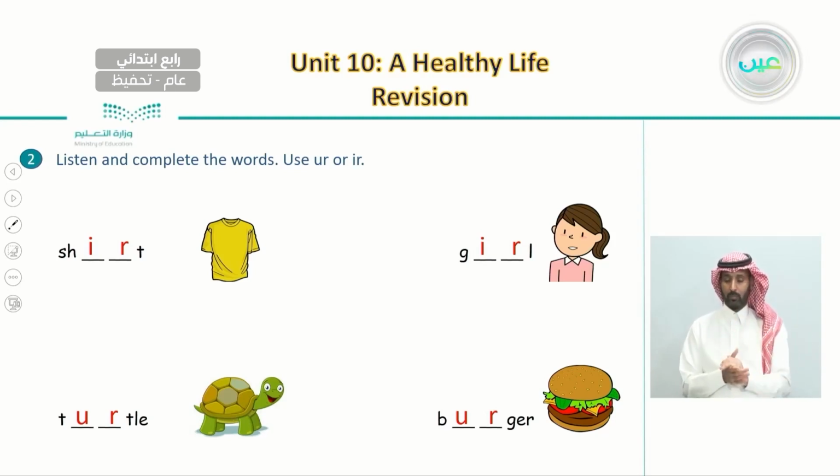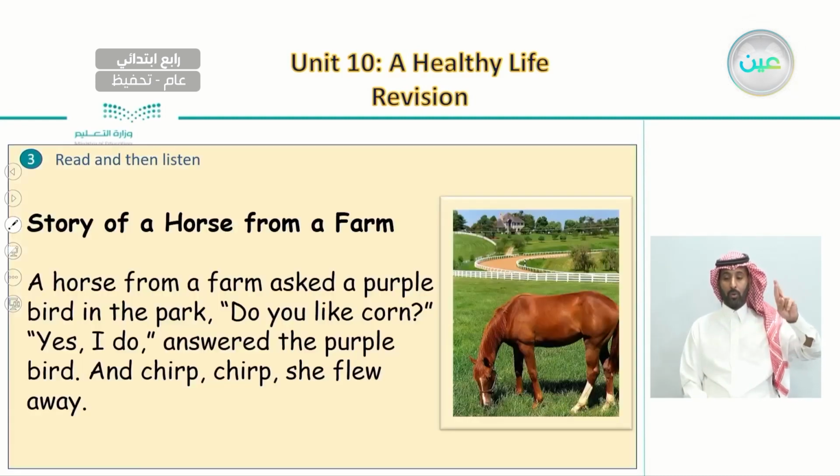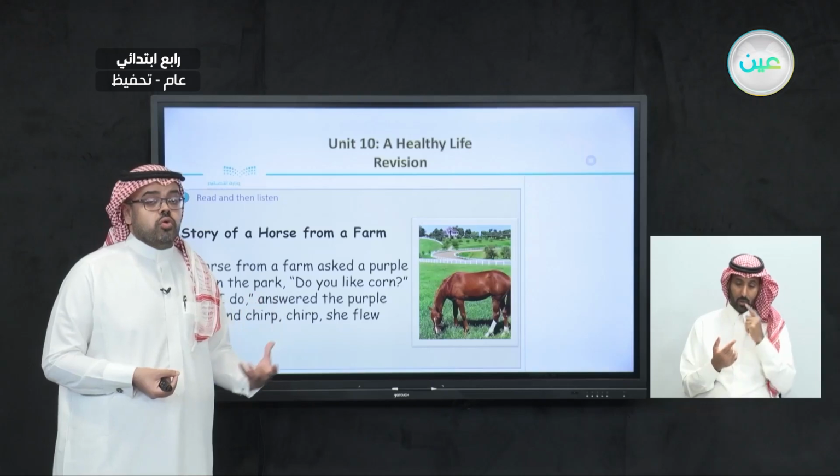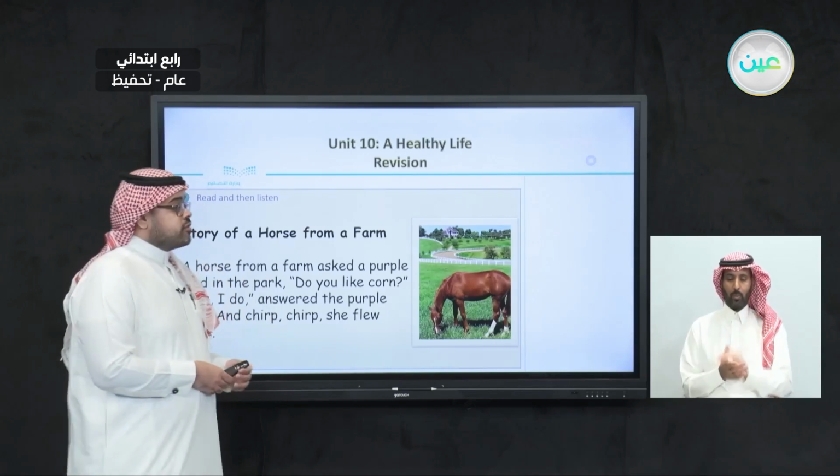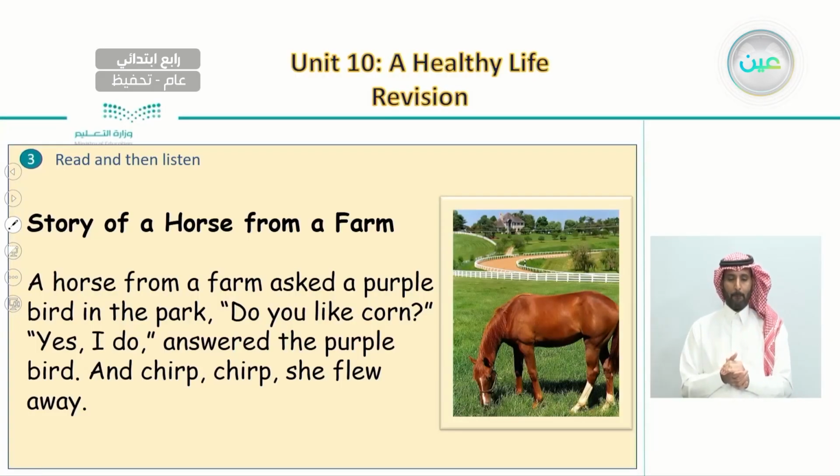Let's listen to them one more time. So here we have the first one is shirt, girl, turtle, burger. Very good. And after this, we had a reading text where we said we're going to read about a horse from a farm. And after we listen to it, we're going to read it so we can know how to say certain words that have the UR and the IR and also the OR sounds. So let's listen one more time.